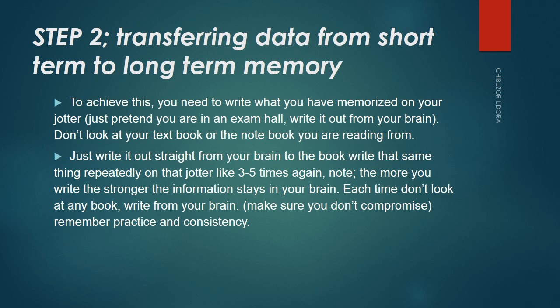Write that same thing repeatedly on that jotter, like 3 to 5 times, each time not looking anywhere. Write it repeatedly, 3 to 5 times, from your brain. Note, the more you write, the stronger that information stays in your brain. Each time, don't look at any book; write from your brain. Make sure you don't compromise.